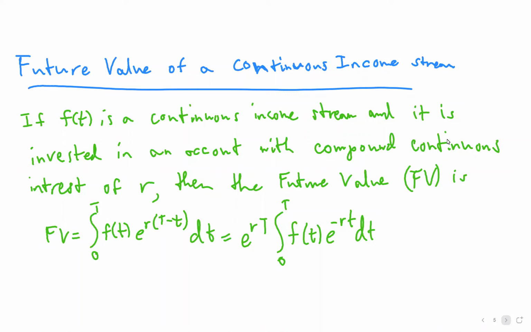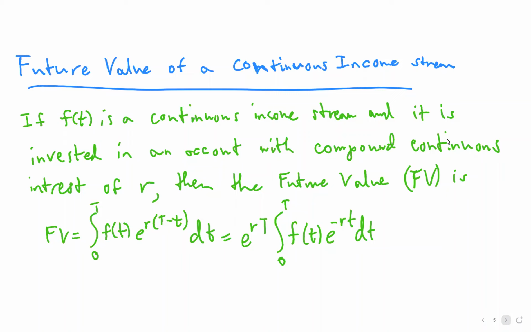And it can be rewritten a little bit in order to pull the e to the r big T out, since that's not dependent on what your little t is as a variable. The big T is a constant determined by the total duration that the future value is being calculated for. And the R is a constant because it's the rate the interest is for the particular annuity or investment.